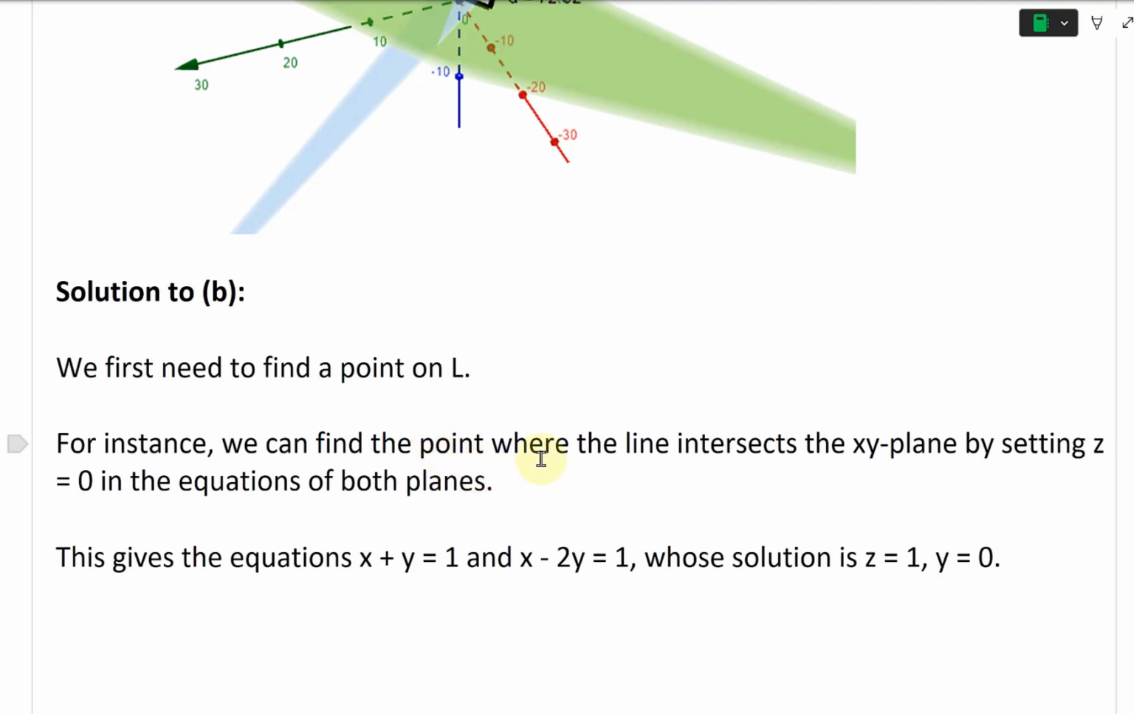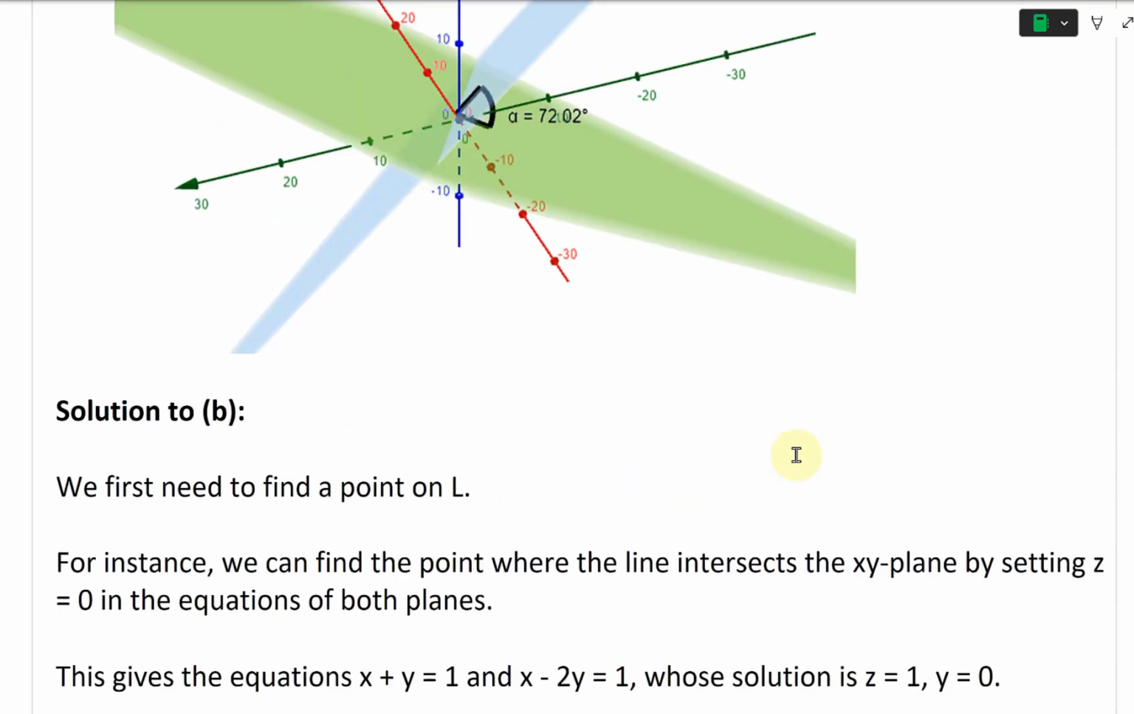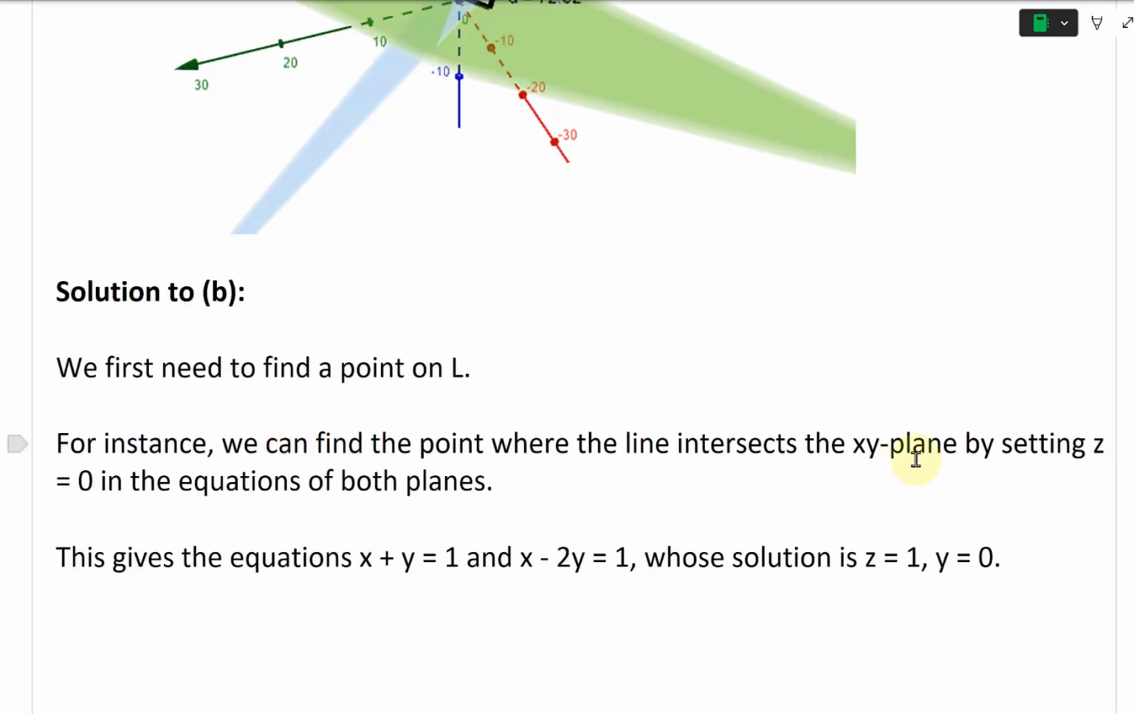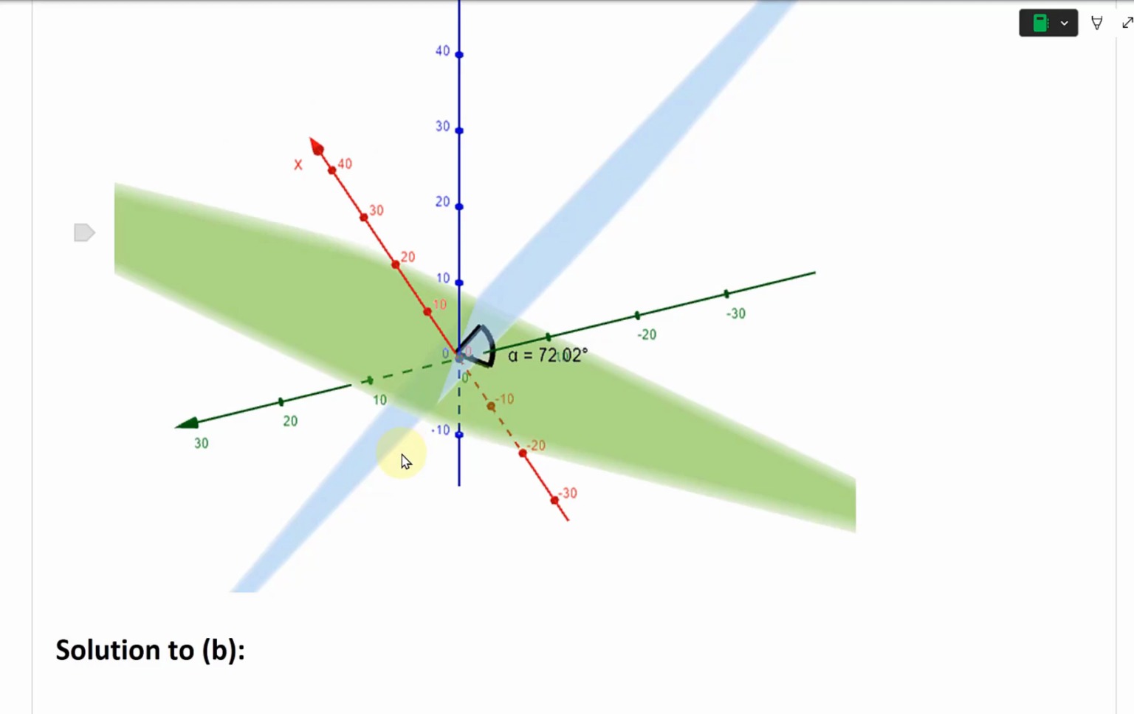For instance, we can find the point where the line intersects the xy plane by setting z equals 0 in the equations of both planes. Yeah, so when we plug in z equals 0 into the equation of both planes, well, again, we're just kind of guessing that it would be crossing there, because the line theoretically could never cross that xy plane.